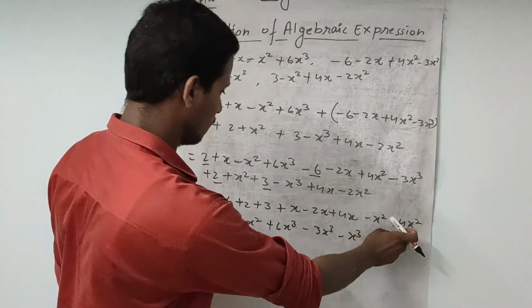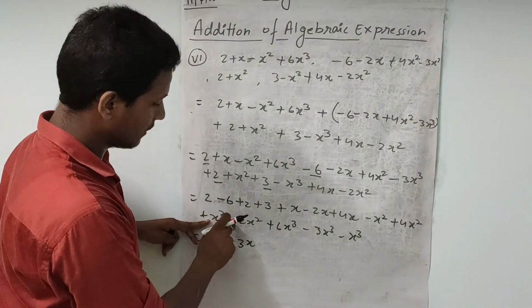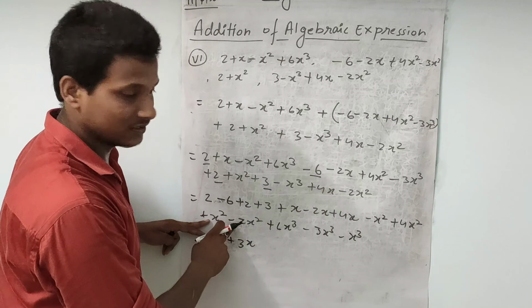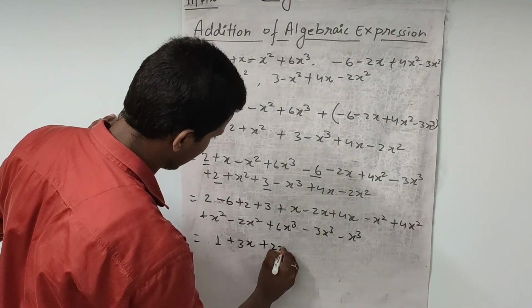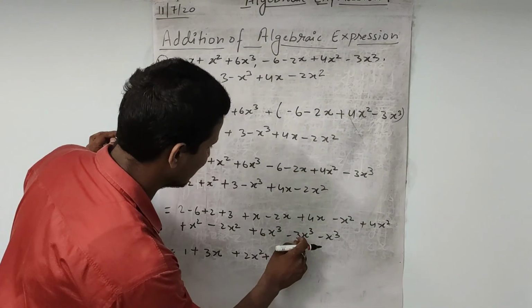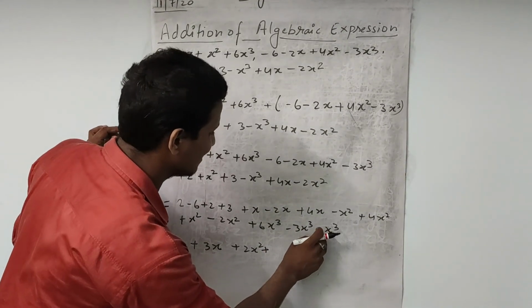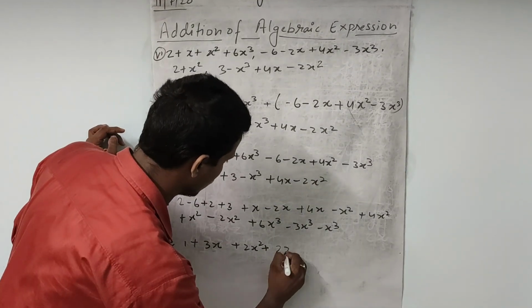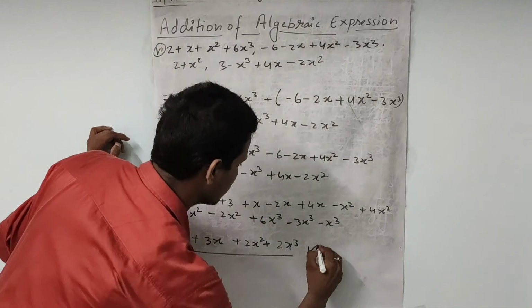Okay, now 4x square plus x square, that is 5x square, 5x square minus 2x square, that is 3x square, 3x square minus 1, that is plus 2x square here. So now 6x cube minus 3x cube, 6 minus 3, 3x cube, 3x cube minus x cube, that is 2x cube. So that is your answer. This is your answer, so that is correct.